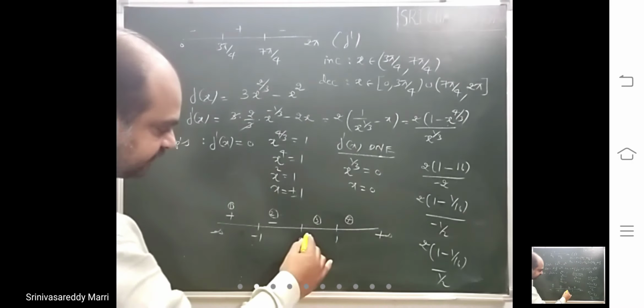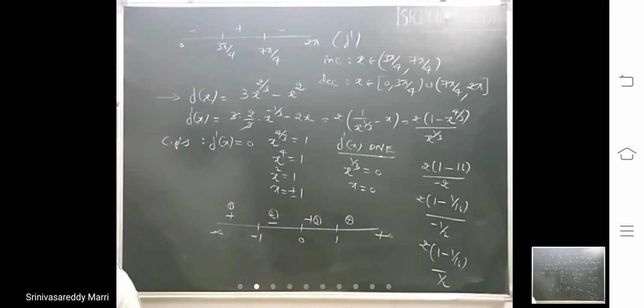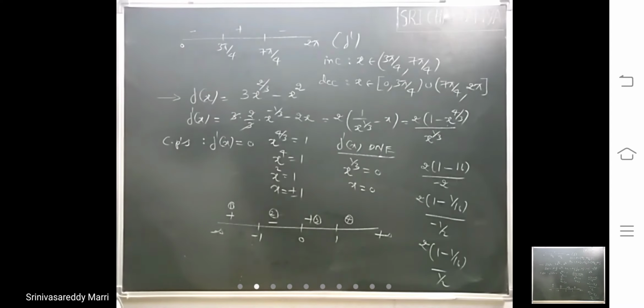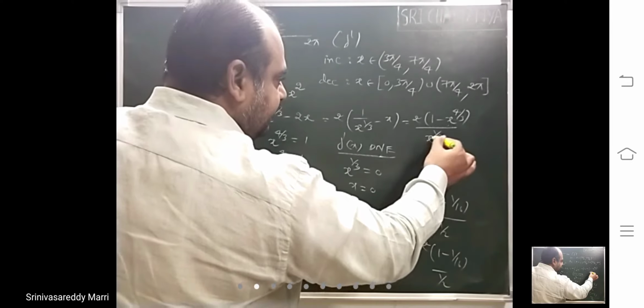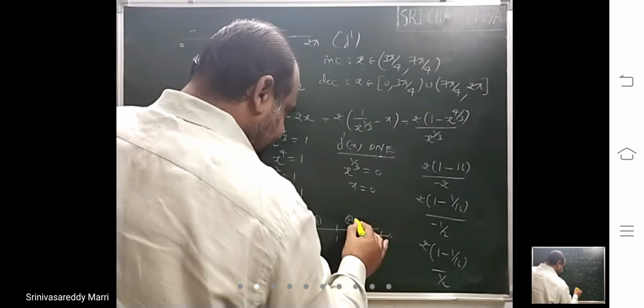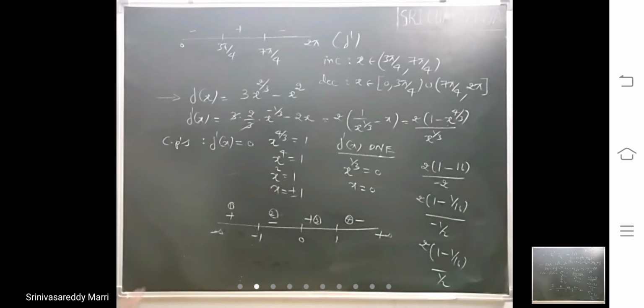What will you get? Positive. Positive. So next, substitute 8. This is 1 minus 16, negative, divided by 2. That means you will get negative. Like that, you decide by substituting some value of your choice. So now, where does it increase?